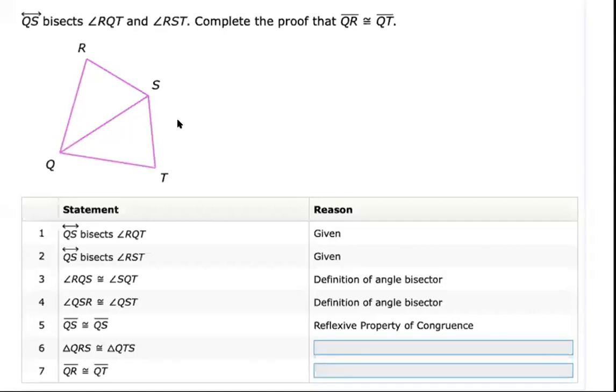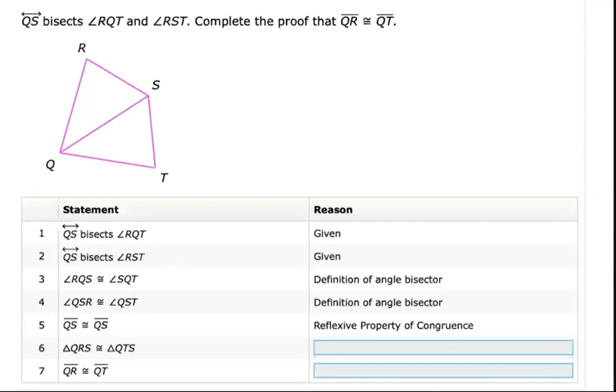All right, so they've got QS bisects RQT and RST. Complete the proof. QR is congruent to QT. So what they give you, always write that down first. So the statement QS bisects RQT, you can write that down and the reasons can be given. Same thing for QS.